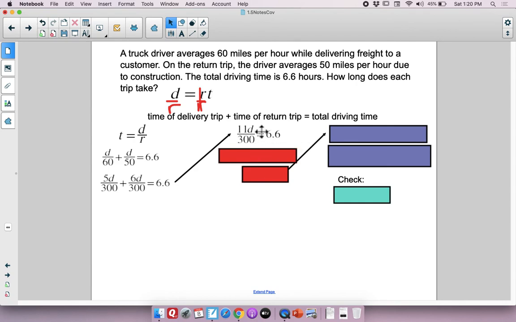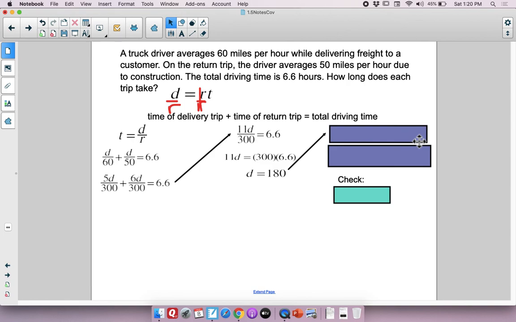Okay, and then what would we do to solve for d now? If it's 11 over 300 times d, you would multiply by the reciprocal. So we would multiply both sides by 300 over 11, or I've kind of split it up into two steps. So first what I did was I multiplied both sides by 300. So if I put a 300 here, those would cancel. I'd be left with 11d and then 6.6 times 300. And then what? Then I would divide by 11. Now I could, like I said, have multiplied just by the reciprocal, 300 over 11, and kind of done it all in one step.